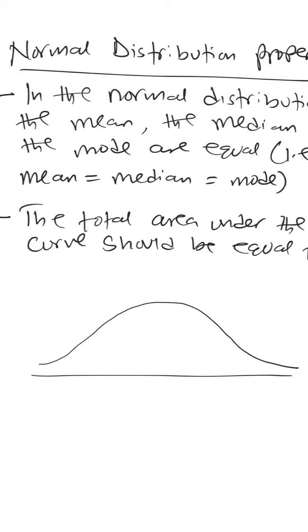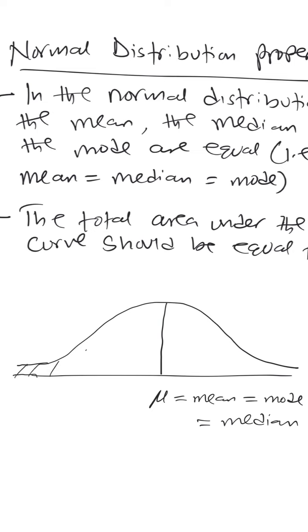Always symmetric about the mean. Okay, here, this is the mean. Mu is the mean, which should be equal to the mode, and it should be equal to the median, because it coincides.